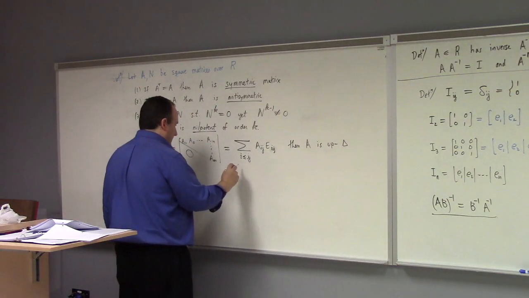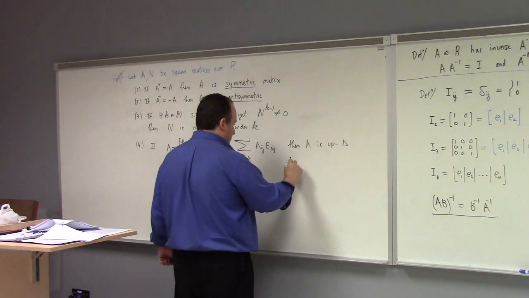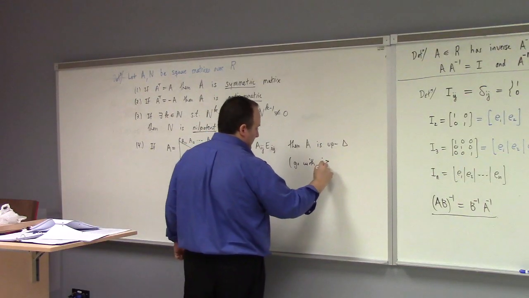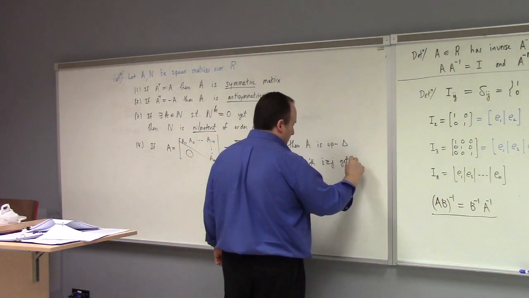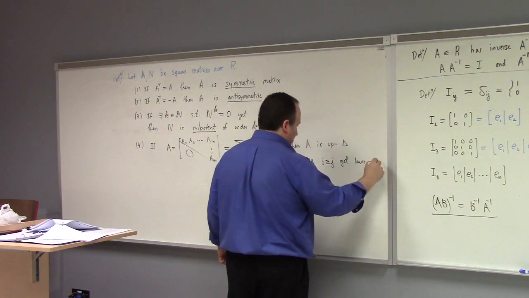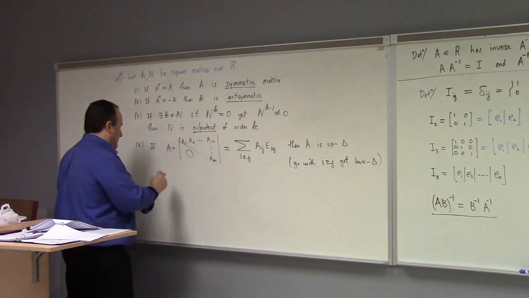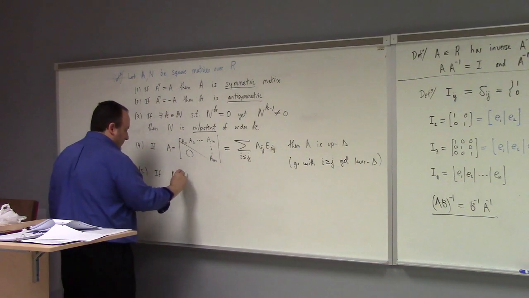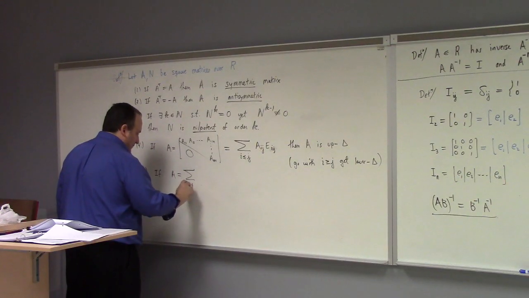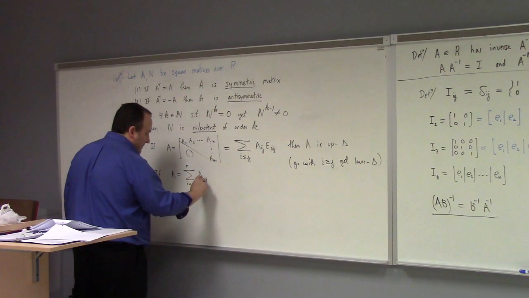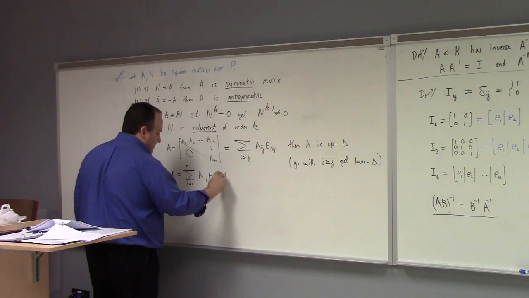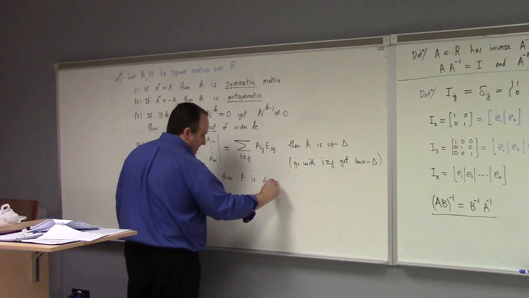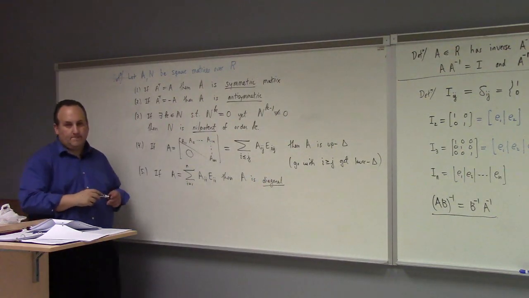And likewise, if we go with i greater than or equal to j, you get a lower triangular matrix. And of course, often interesting, if you have A equal to the sum from i equals 1 to n of A_i E_i, then A is diagonal.